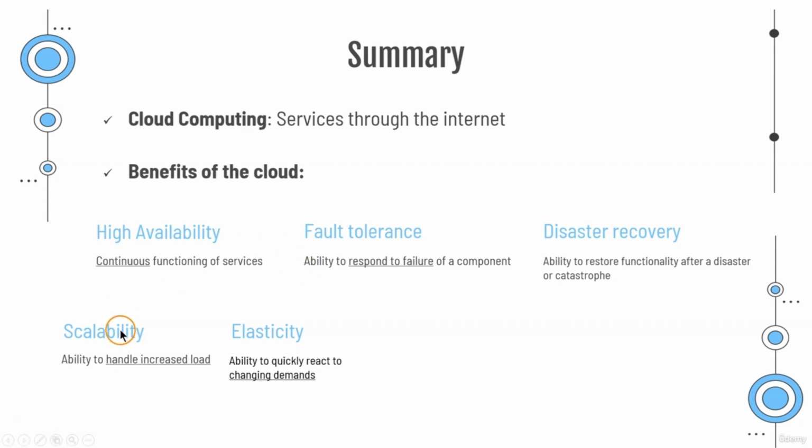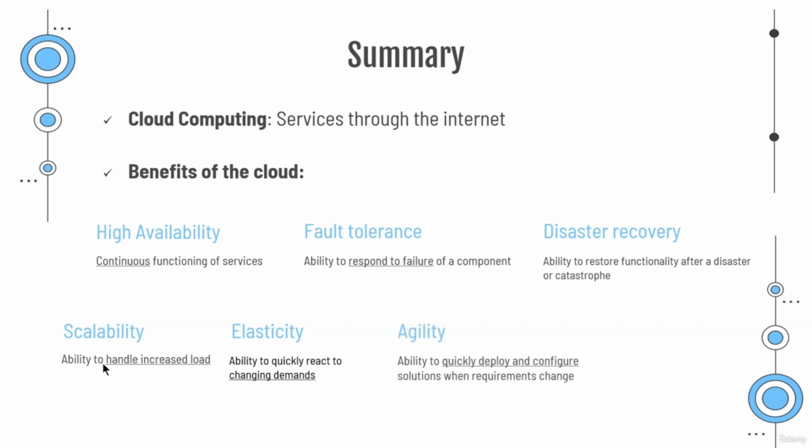Also remember about scalability, we have vertical scaling, which is scaling up. This means having, for example, more CPU per virtual machine, so making one virtual machine more powerful. And then we have also horizontal scaling. This means scaling out, and this means we have more, for example, virtual machines.